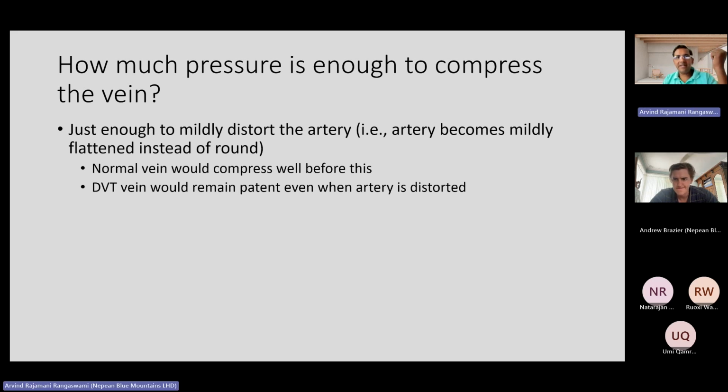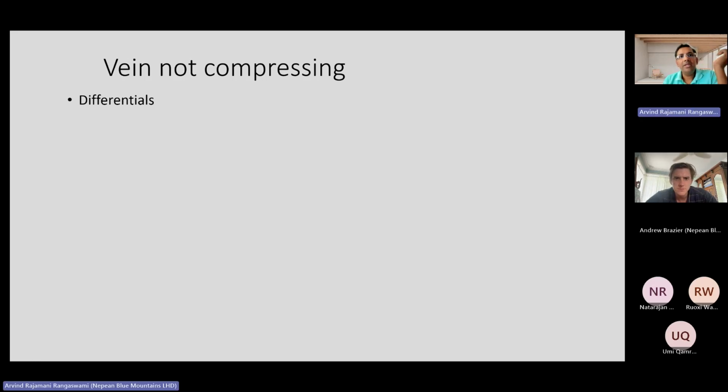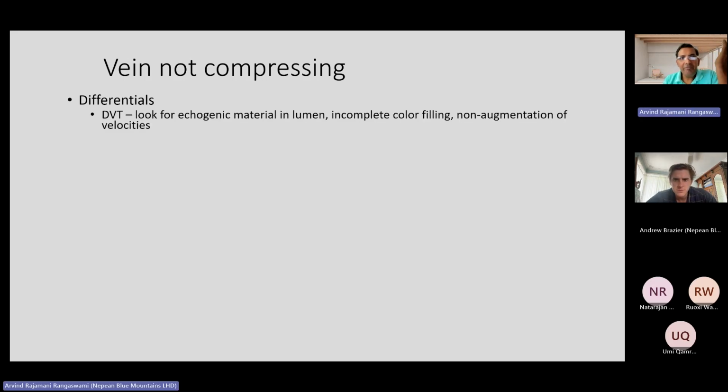Okay, and as we said, the pressure that you have to apply is to distort the artery. When the vein is not compressing, obviously DVT is your first diagnosis, but there are other differentials. If you have a DVT, you try your best to look for the other ancillary material: echogenic material within the vein, incomplete color filling, non-augmentation of the velocities, non-pulsatile flow with respiratory flow, non-augmentation from distally, etc. So try and do all of these.